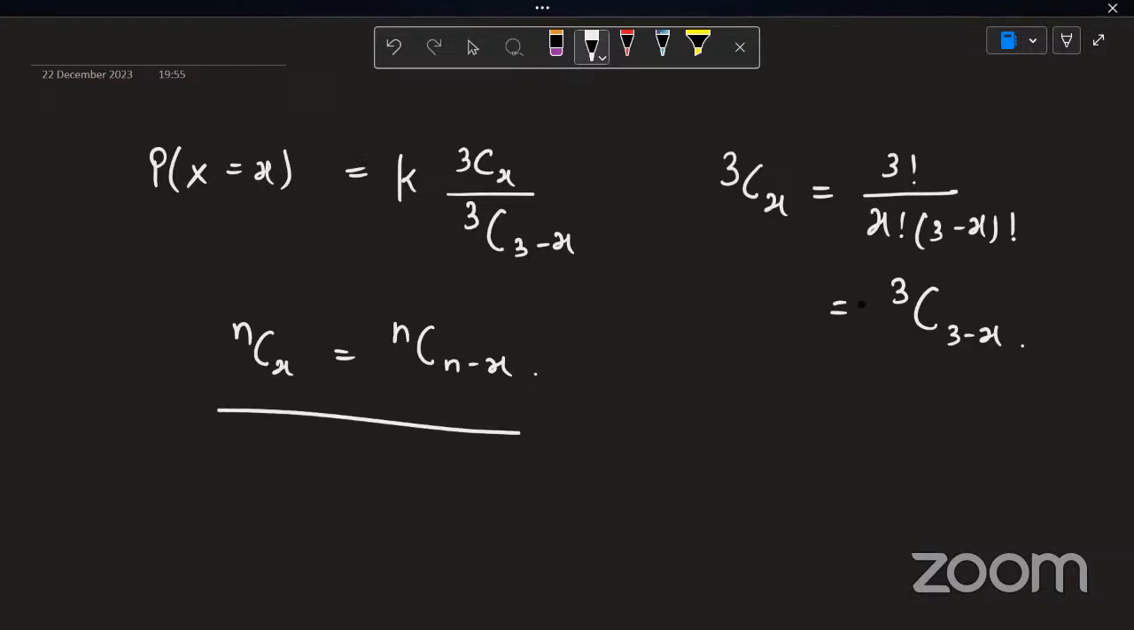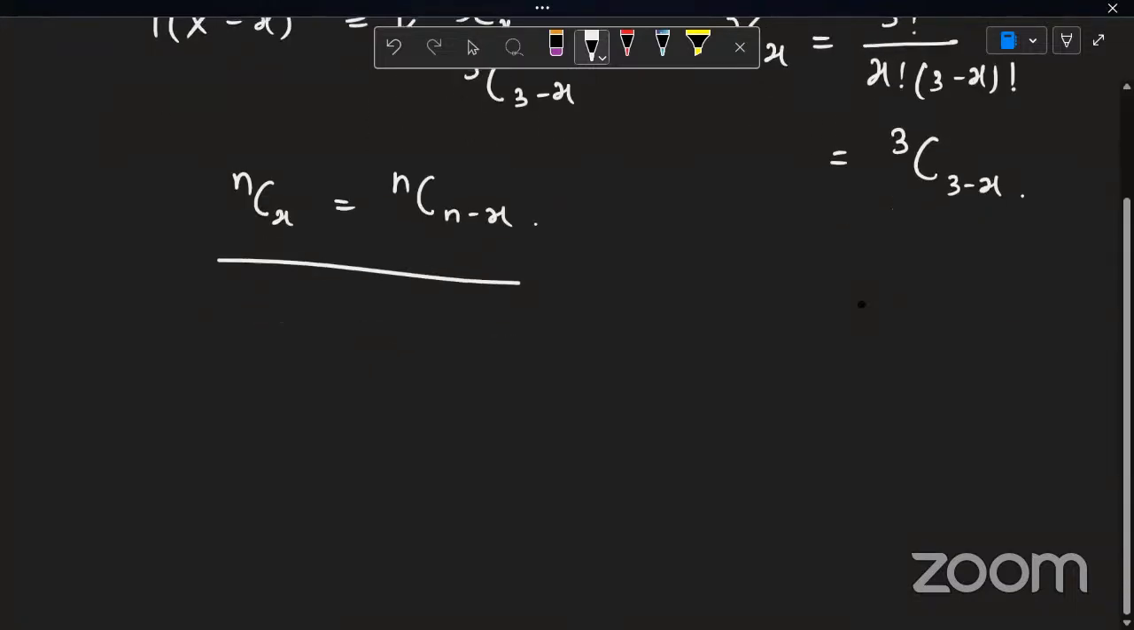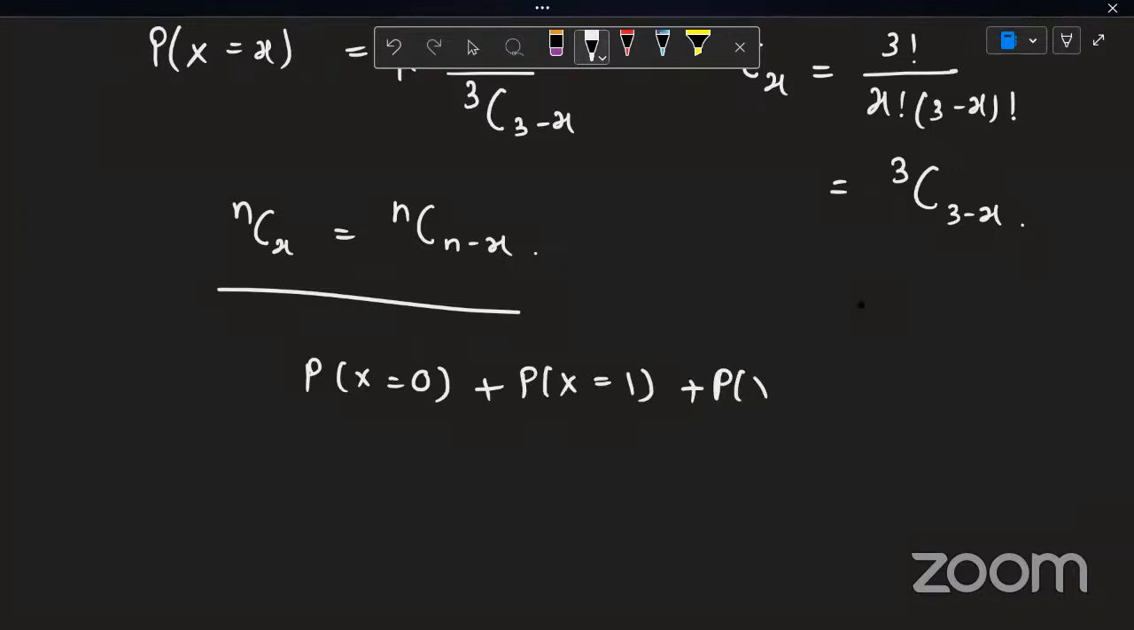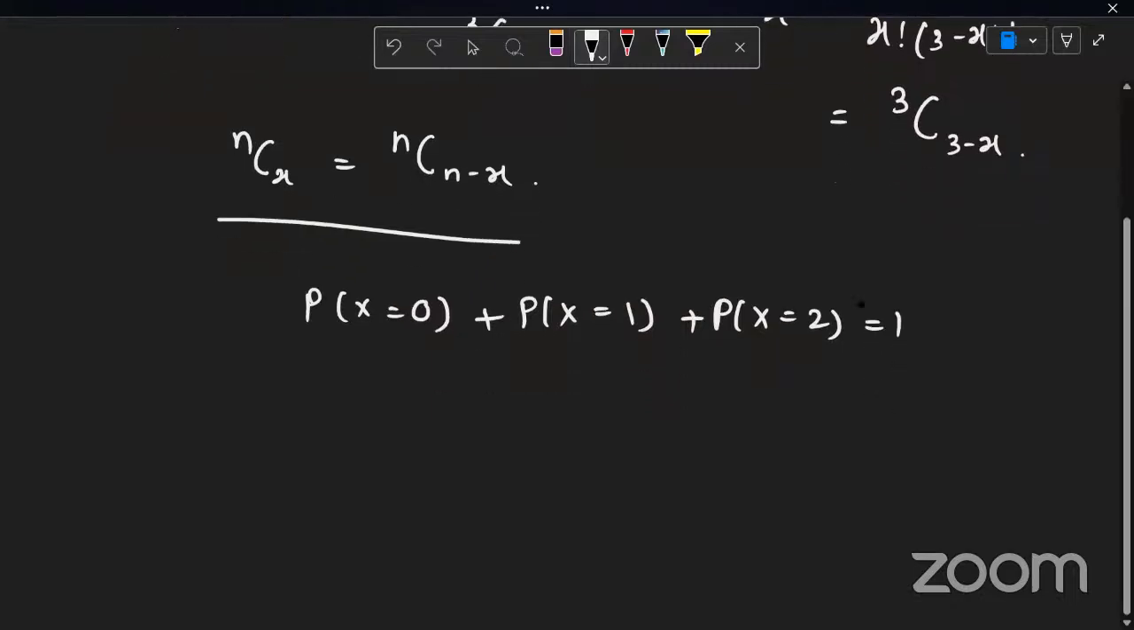So if you know this, then the problem was very easy. You just have to do this: probability X equal to 0 plus 1 plus 2, all are equal to 1. And as 3Cx is equal to 3C(3 minus x), this will be k plus k plus k is equal to 1. So k is equal to 1 by 3. Fine?